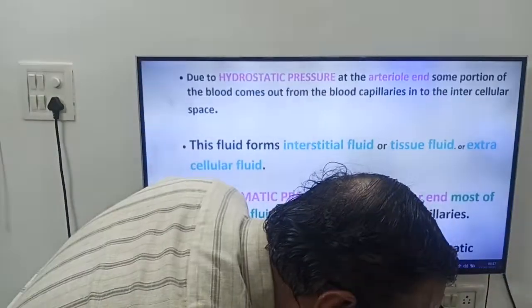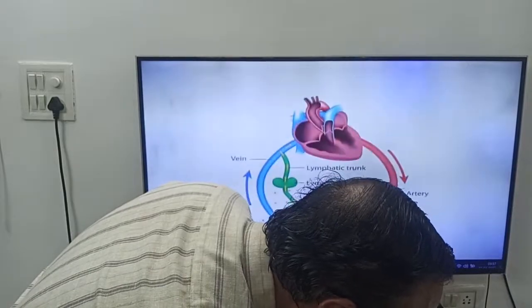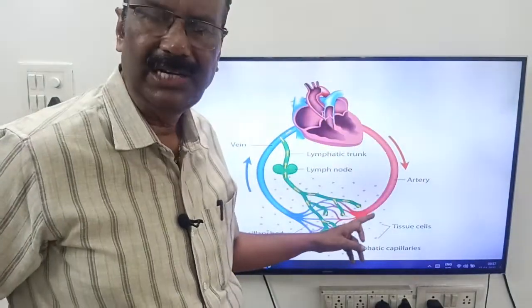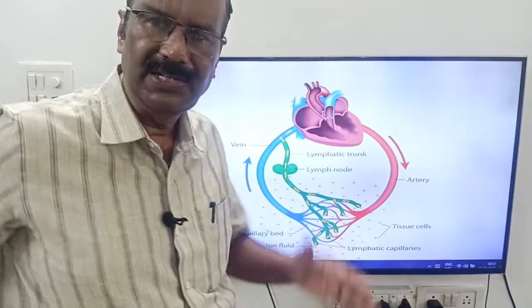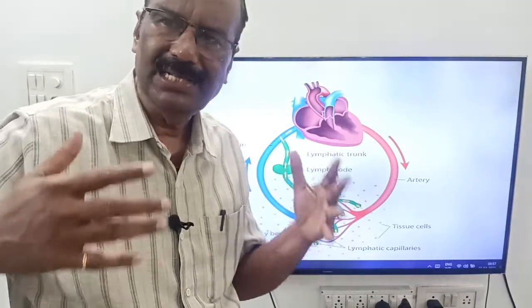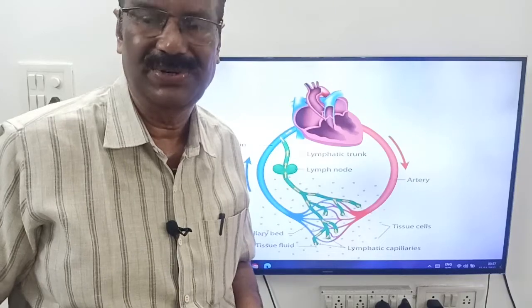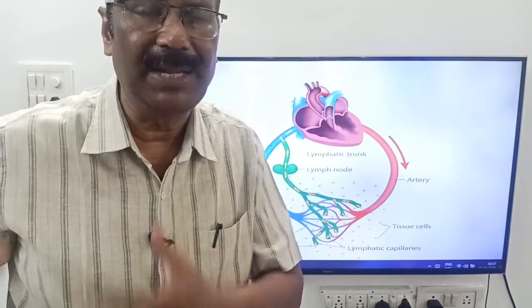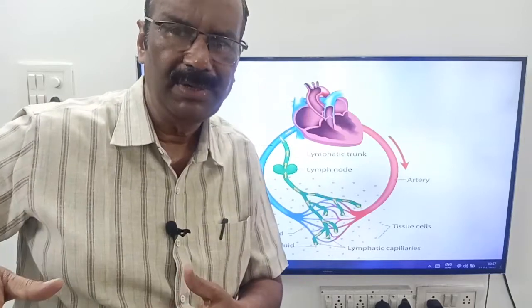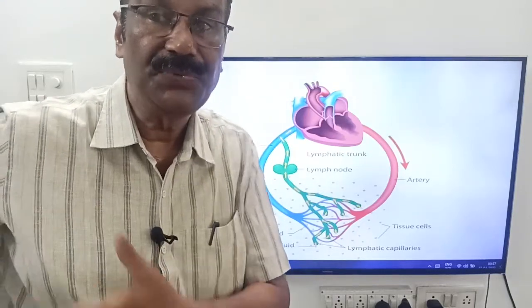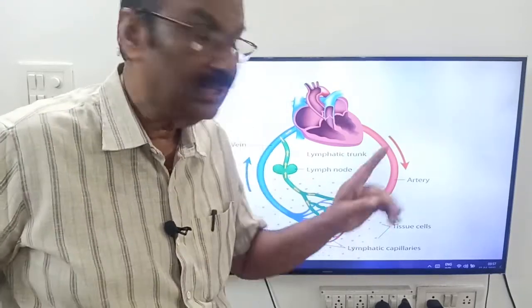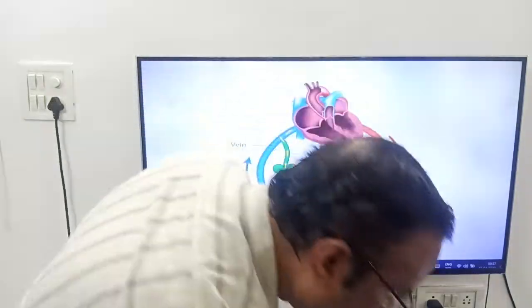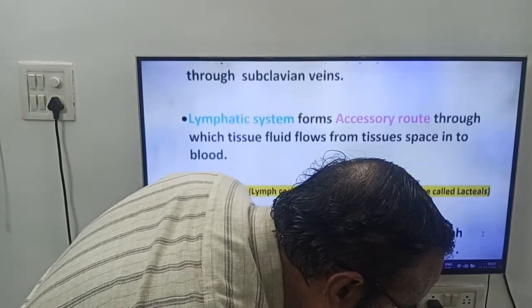See here, friends. From the heart, arteries carry blood to the body parts. The ends of these arteries are called arterioles. Arterioles split into capillaries. Capillaries fuse to form venules. Venules fuse to form veins. So this is the arteriole end, friends.